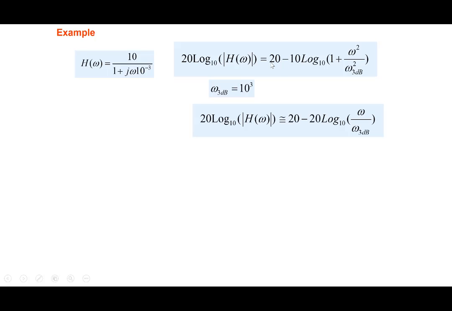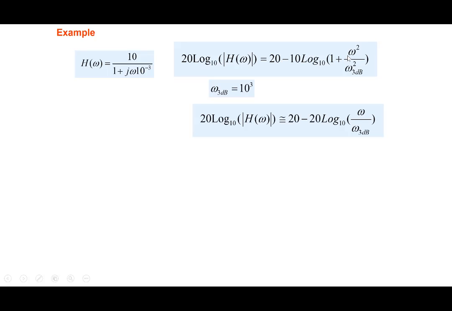Now for frequencies, this is the function that we need to plot and analyze. We can see that for omega much less than omega 3 dB, this log term is practically 1. And so it's basically equal to 20 dBs. This part then becomes 0, and it becomes 20 dBs.